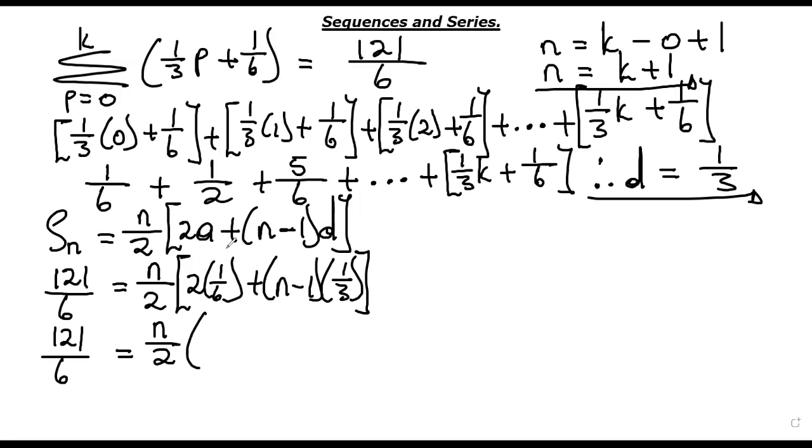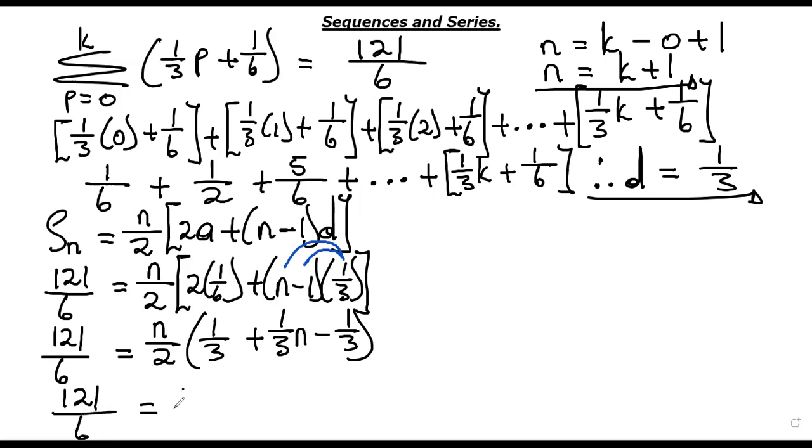So 2 times 1 over 6, we get a third. And then here we distribute the 1 over 3. This is what we say. So 1 over 3 times n, it's 1 over 3n. And 1 over 3 times negative 1, it's negative 1 over 3. We still have 121 over 6. We still have n over 2.